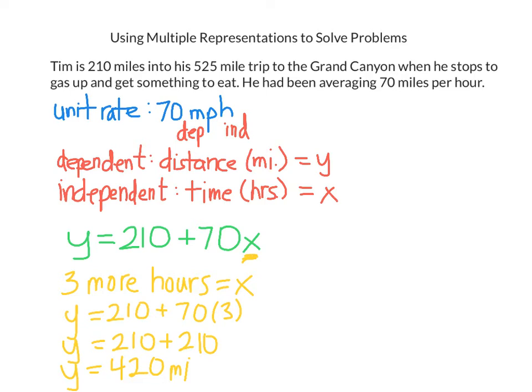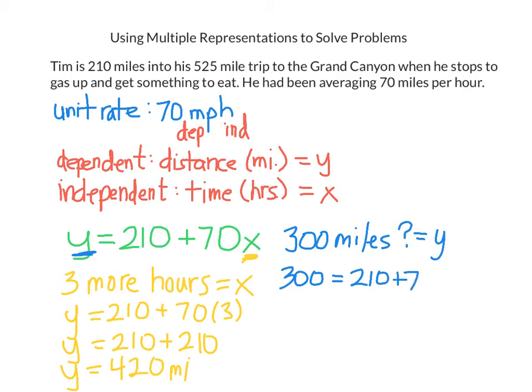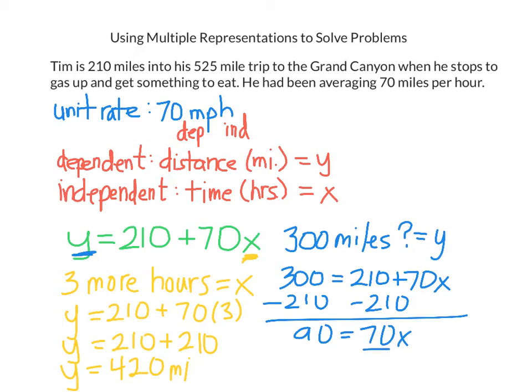So again, let's go with, what about the other question? What if they said, how long does it take him to go 300 miles? Let's try that again. So we have to recognize that they have now given us a y value. So we replace the y with 300. So 300 equals 210 plus 70x. So now we isolate x by inverse operation. We need to start by subtracting 210 from both sides, which leaves me with 90 equals 70x, and then we divide both sides by 70.